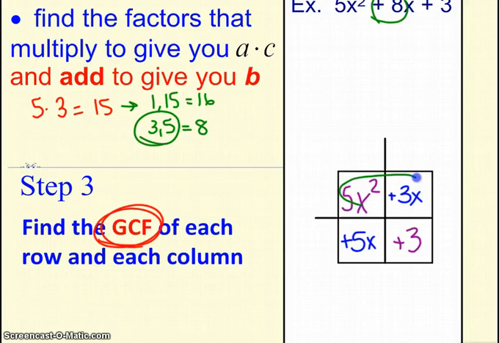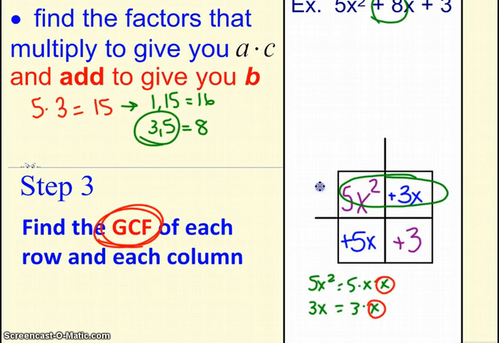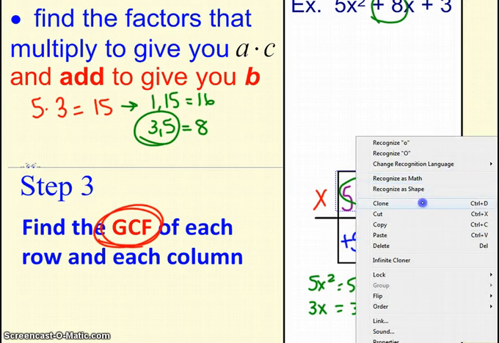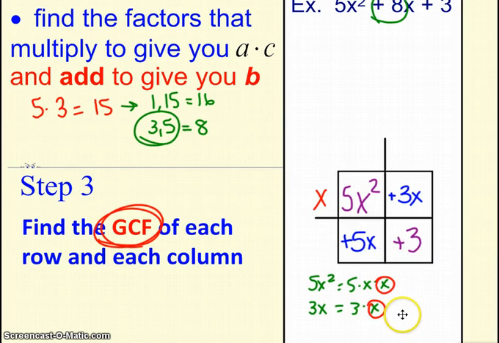So take a look at this row right here. We have 5x squared and 3x. The prime factorization of 5x squared is 5 times x times x. The prime factorization of 3x is 3 times x. So the GCF here is x. So we put an x right here. All right, now I'm going to delete this out of the way.